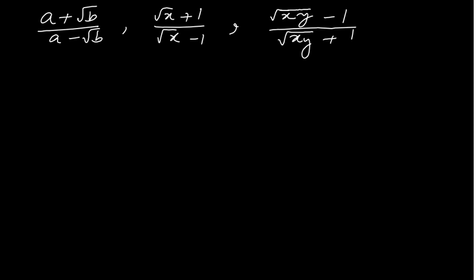Yeah, these three. So the first one is (a square plus b plus 2a root b) divided by (a square minus b). Correct.